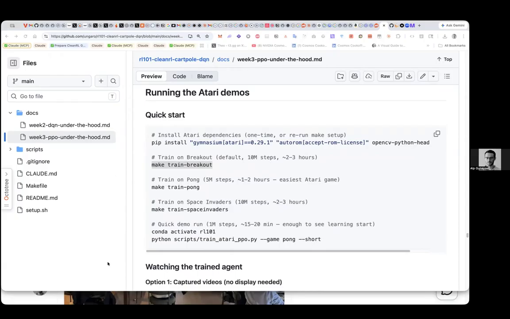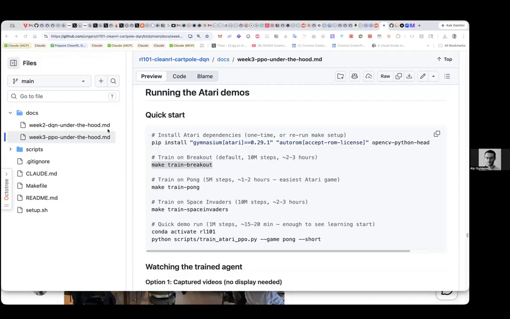Of course, the model gets better and better. And it eventually discovers tunneling: it just creates a tunnel between bricks and then passes the ball through the tunnel to score very fast. So it learns these things just with reinforcement learning. But the thing is, these demos take kind of a long time, like 2 or 3 hours.